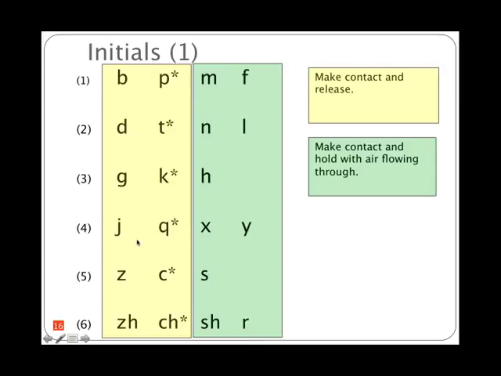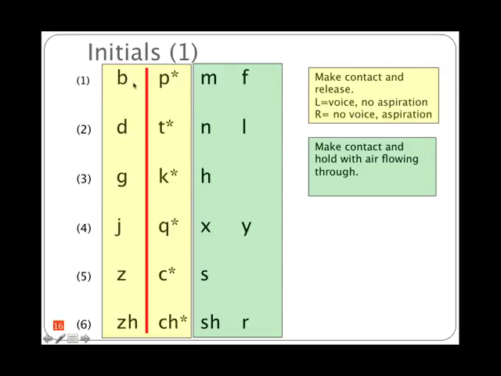So we have two groups, the groups that make contact and release, and the group that makes contact but doesn't release and the air flows through. Furthermore, in the groups of sounds that make contact and release, we can further divide them. On the left-hand side, all of these sounds, if you put your hand to your voice box and pronounce the sound, b b b b, you should be able to feel vibration because they are voiced and they're light. There's no aspiration or puff of air.